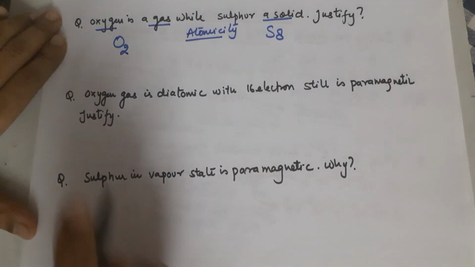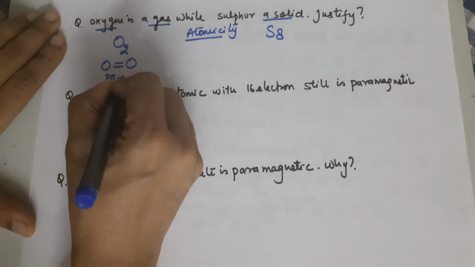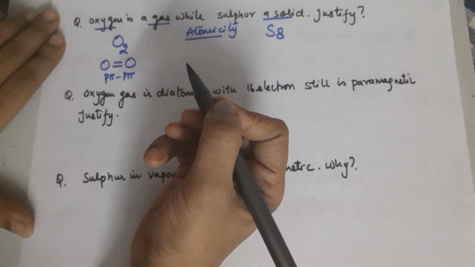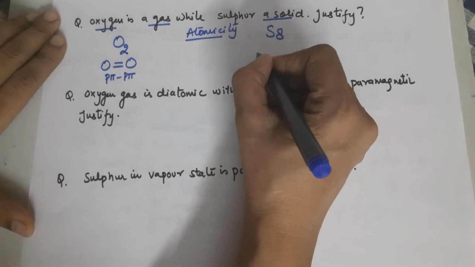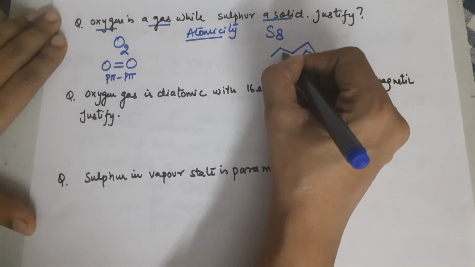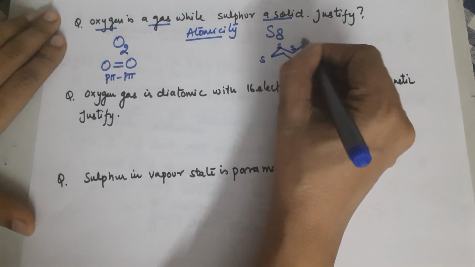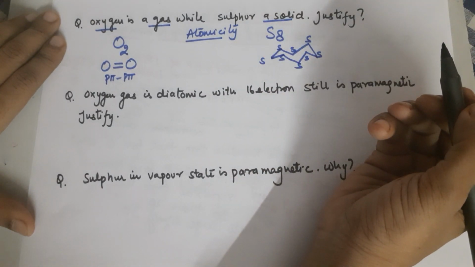Oxygen can exist as O2 because it has a tendency to form p-pi multiple bonds. Because of small size, the sideways overlap to form the pi bond is easier, whereas sulfur has got only single bonds in this crown-like structure because sulfur does not easily form p-pi multiple bonding.